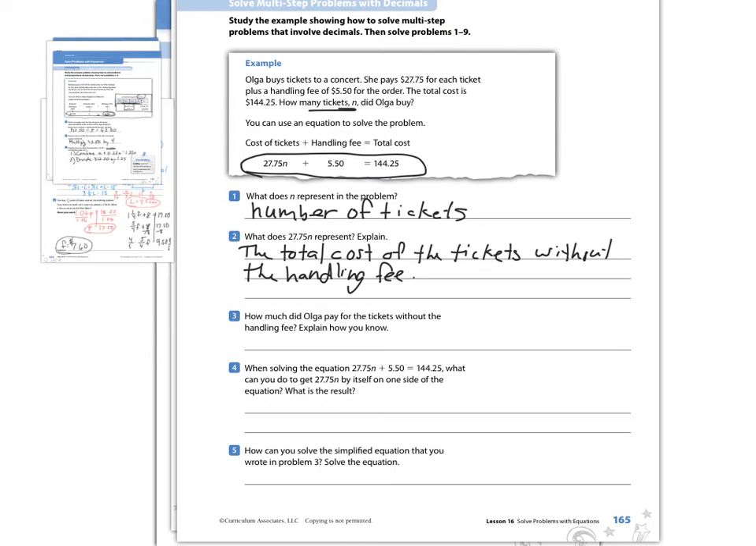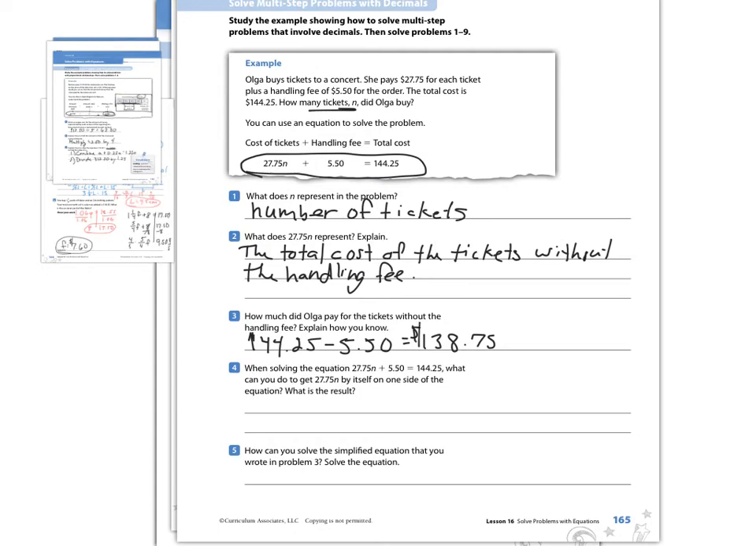Number three, how much did Olga pay for the tickets without the handling fee? Explain how you know. Okay. Without the handling fee, the total cost was $144.25. That was the total cost of the tickets and the handling fee. To just figure out the cost of the tickets, we would take the total cost and subtract the handling fee from it, which comes out to be a total of $138.75 for just the tickets. That's the tickets without the handling fee.